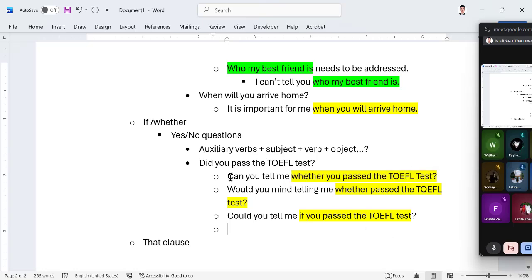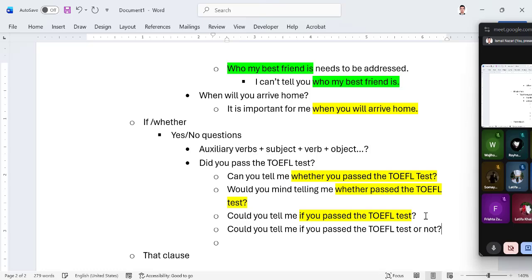The rest are changeable. We can say, can you tell me, would you mind telling me, could you tell me if, and often not is added again. If I have, for example, could you tell me if you passed the TOEFL test or not. So or not is optional. We can have it or we can just leave it out. That's our choice. We can choose. With the whether or not, it's the same thing.